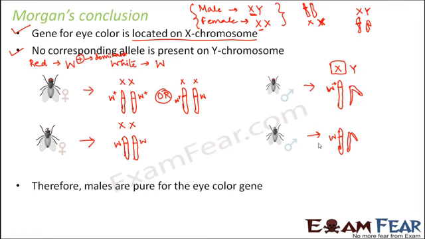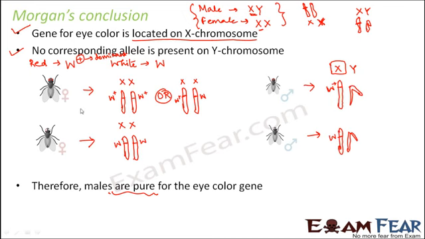So what does that mean? This means that the males are pure for the eye color gene. What do I mean by pure? It means that in males, it completely depends on which type of allele they have on the X chromosome, because the Y chromosome doesn't have any role. So the males can never be heterozygous in this case. If a male is white-eyed, that means it has the white allele on the X chromosome, because the X chromosome is the only one contributing. Similarly, if the males are red-eyed, that means the X chromosome has the red allele.